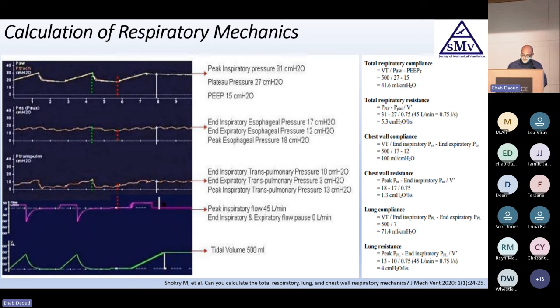How about the lung that we're more interested in? The lung compliance will again be the tidal volume over the difference between the end inspiratory transpulmonary pressure and the end expiratory transpulmonary pressure, or the driving pressure of the lung. I know it gets a little confusing, but you have to remember and think about it. So in that person, his tidal volume is 500. The difference between the end inspiratory and end expiratory transpulmonary pressure is 7. So you end up with a lung compliance alone of 71.4. It was pretty good. Then you can also calculate the resistance and stuff like that. But when you have an esophageal balloon, we're mostly interested not in the resistance, but mostly in the compliance.